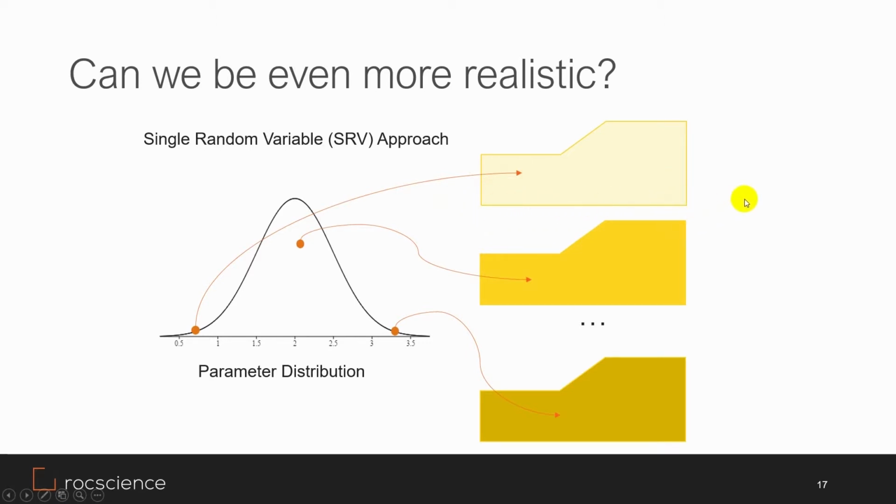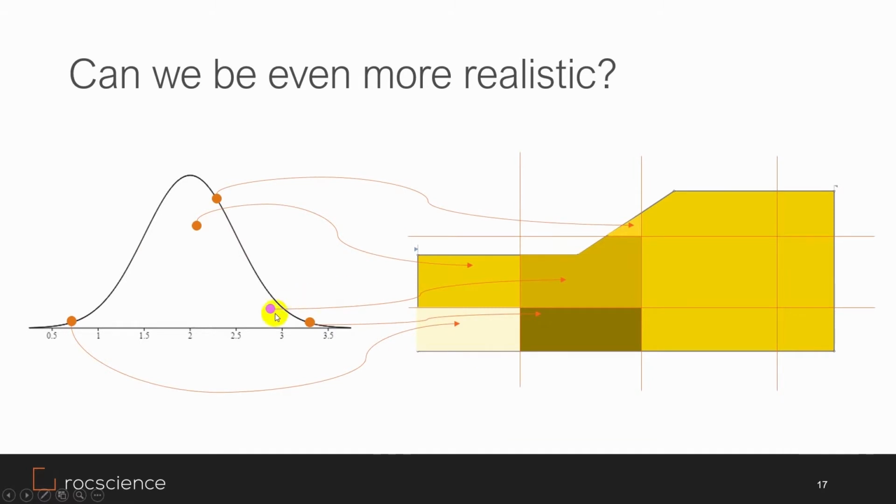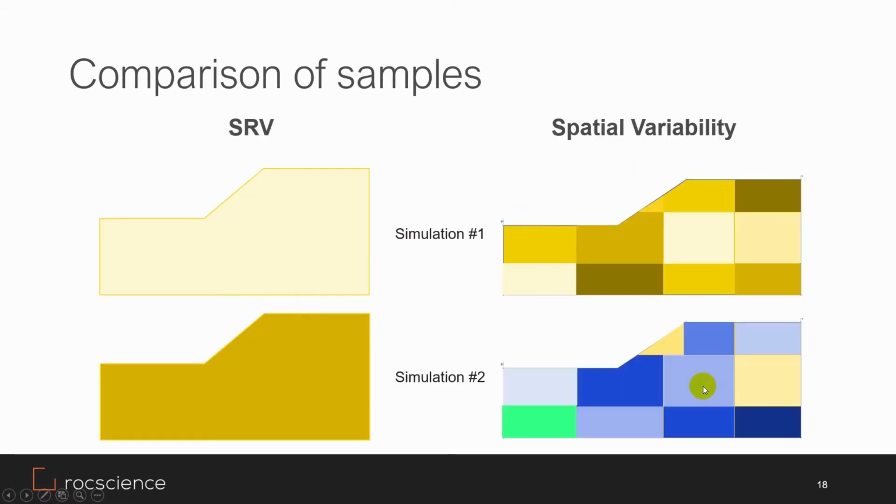We don't want to make such a strong assumption, so instead of using our distributions this way, we can use it this way, so that the sampled values are assigned to cells within each simulation. And our simulations are no longer homogeneous, but instead consider different arrangements of samples, such that each simulation is spatially variable in a different way.